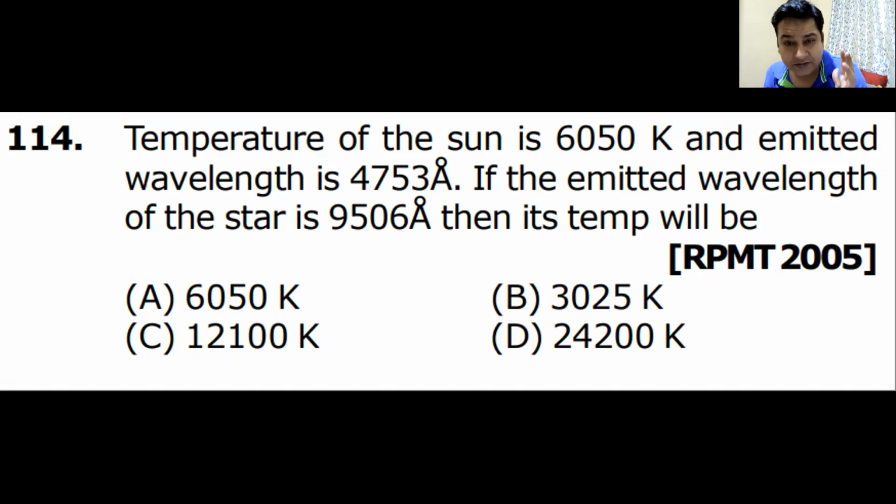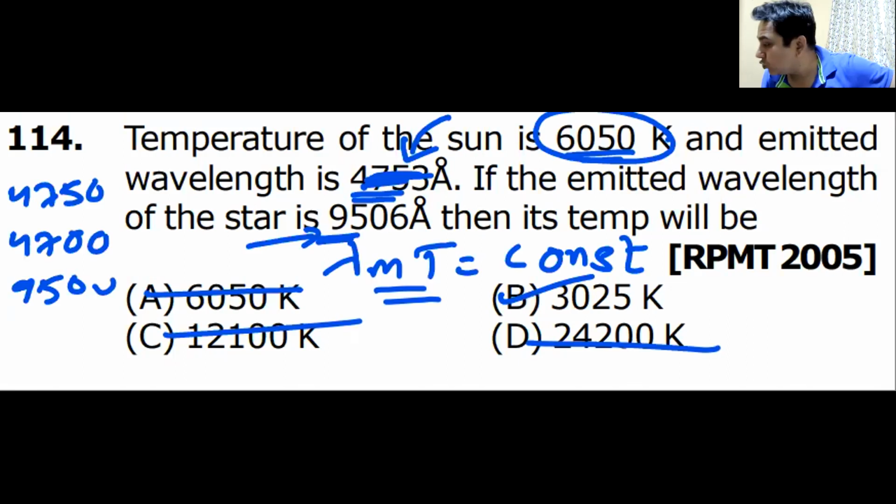A doctor without brains is a very difficult concept to understand. Do we understand this? The screen was paused, so you could not see what I was doing. Instead of 4,753, you could use 4,750 or even 4,700. Instead of 6,050, you could have used 6,000 and still got a very approximate answer. Do we understand this?